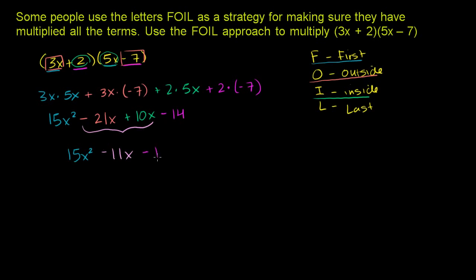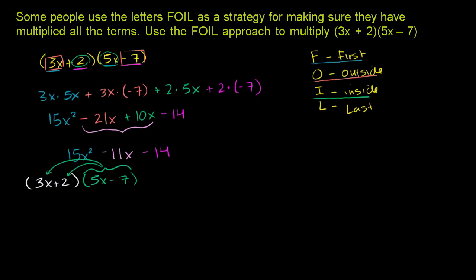So we just used FOIL. What I want to do is show you this is the same thing as applying the distributive property twice. So if we have, I'll rewrite the problem, 3x plus 2 times 5x minus 7. What we could do is distribute the 5x minus 7. We can multiply that times the 3x. And let me make it clear. When I say that, I mean this whole 5x minus 7. We can multiply it times the 3x and by the 2. We're just distributing it over the 3x plus 2.